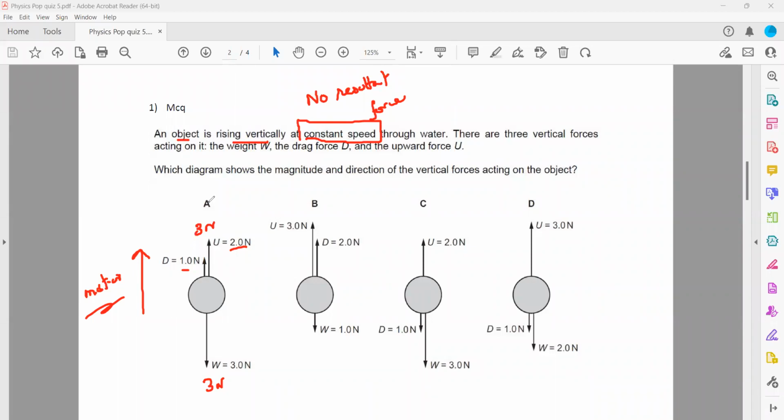Because the object is going up, as they mentioned here, the object is rising vertically. As the object is going up, the drag should always oppose the motion. So the drag should be downward in this case. That's why A cannot be the answer.